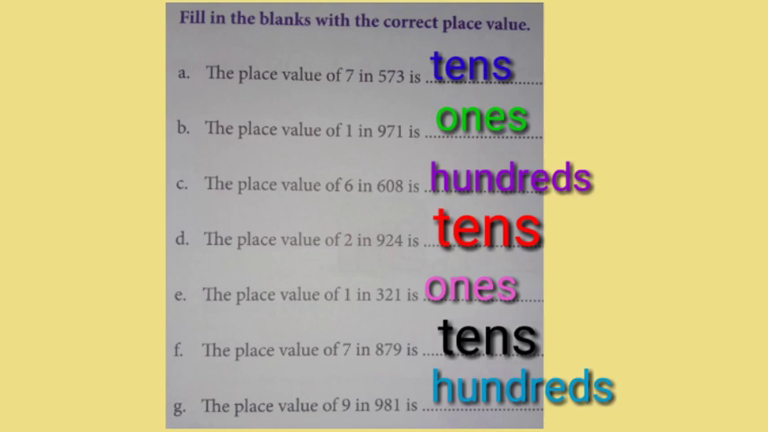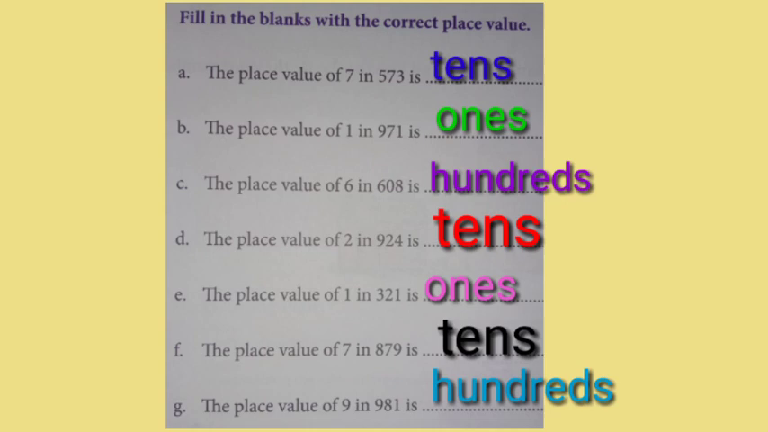Fill in the blanks with the correct place value. Bit A, place value of 7 in 573 is tens. Bit B, the place value of 1 in 971 is ones. Bit C, the place value of 6 in 608 is hundreds. Bit D, the place value of 2 in 924 is tens.